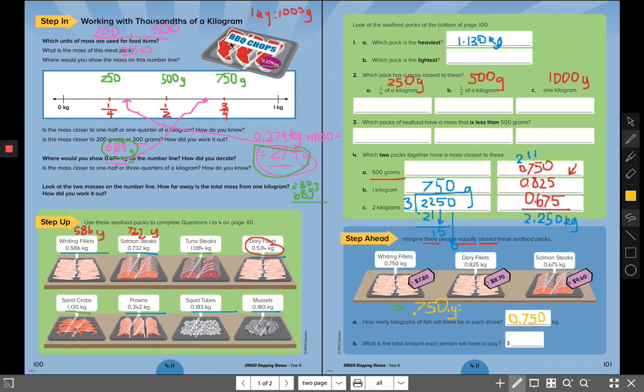So we just need to remember that conversion from kilogram to grams. We need to remember our place values and understand them, try to understand them more and more, because they're always going to play a very important part in our maths lessons. And good luck with the step ahead.